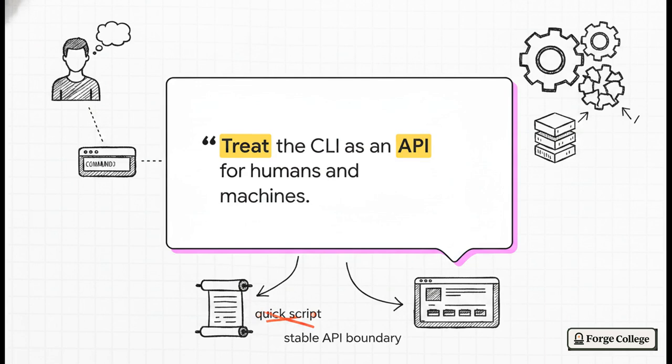Treat the CLI as an API for humans and machines. You see, you aren't just hacking together a quick script to make your own life easier for the afternoon. You are actively designing a stable API boundary. And that means the shape of your output?